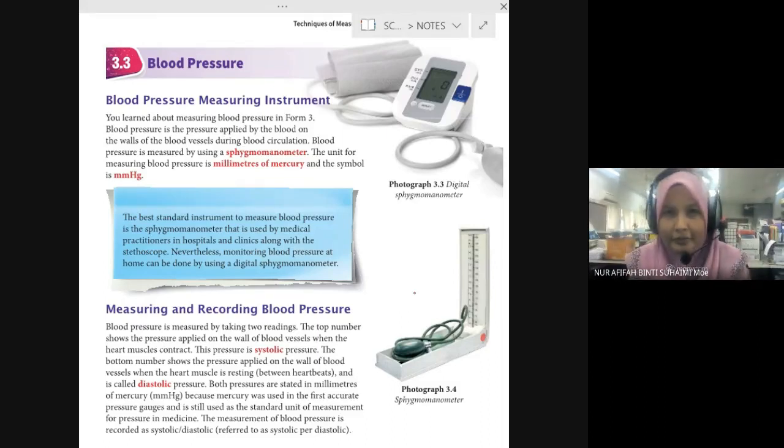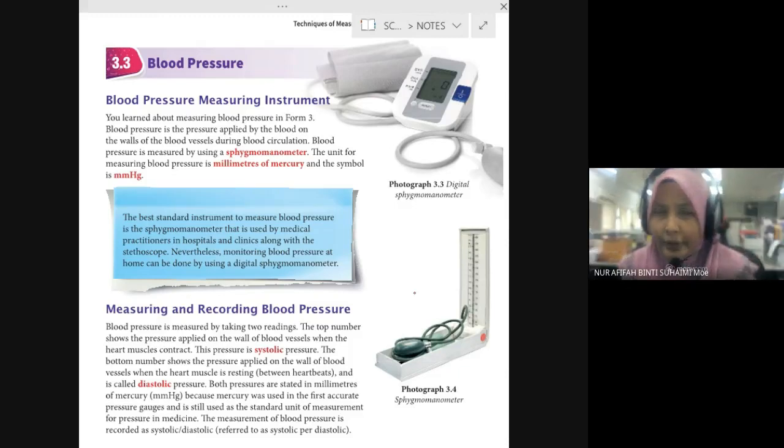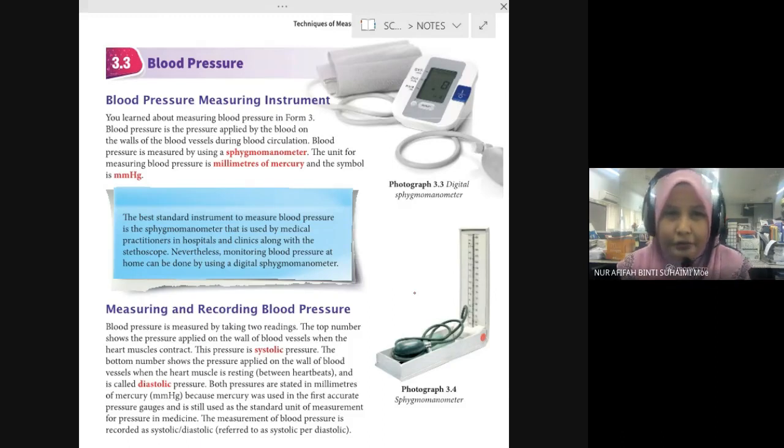See you again. Okay, in chapter 3, we continue with 3.3 blood pressure. 3.1 is about your body temperature, how to measure body temperature using a different thermometer. There are 4 types of thermometer. 3.2 is the pulse rate, and now we are going into 3.3, the blood pressure. Blood pressure measuring instruments.